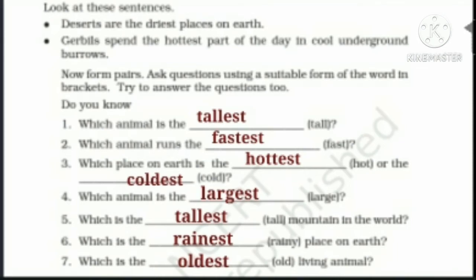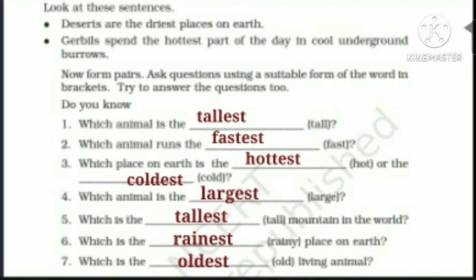Now look at these sentences. Deserts are the driest places on the earth. Gerbils spend the hottest part of the day in cool underground burrows. So now we need to ask questions using a suitable form of the word in the bracket. When we have the before the bracket, we always use the superlative degree of the adjective that is given to us in the bracket. In that manner, we need to fill in the blanks.